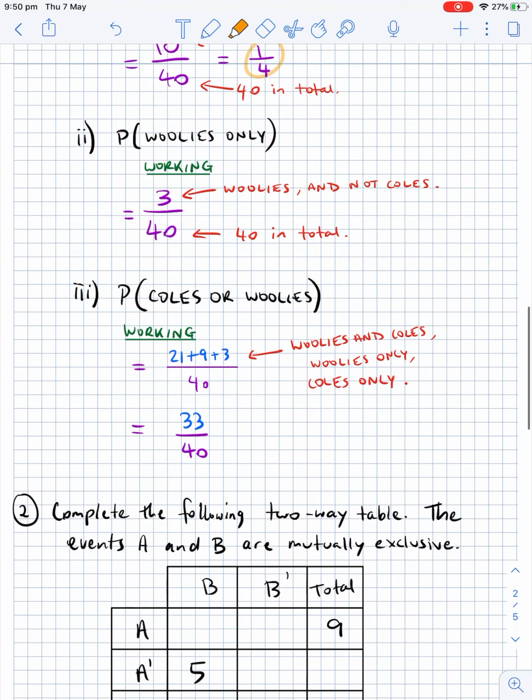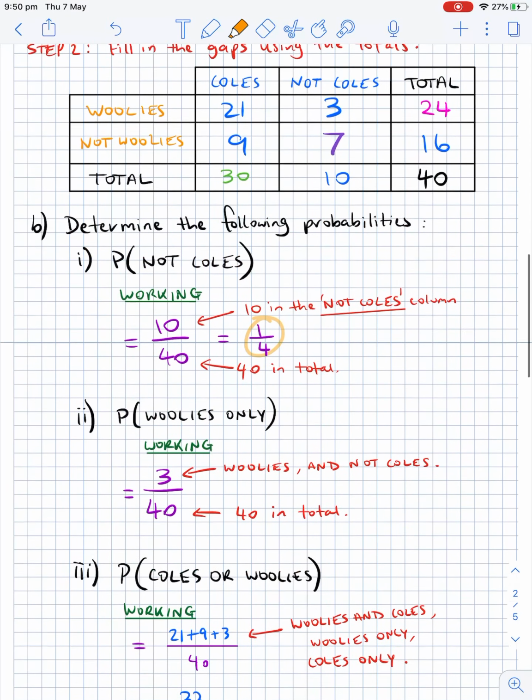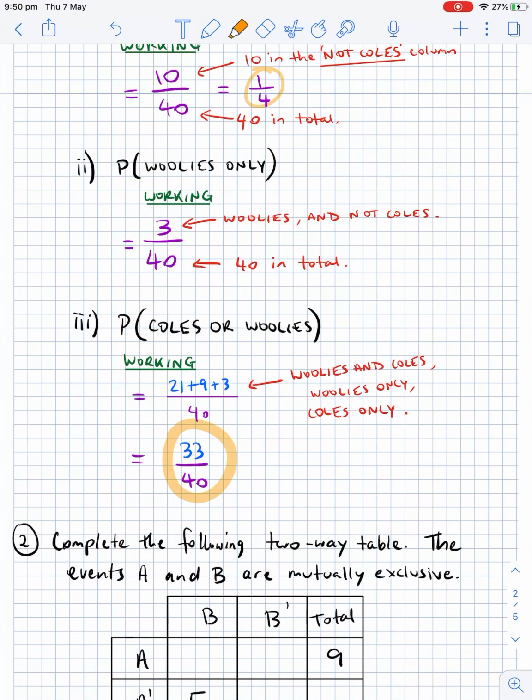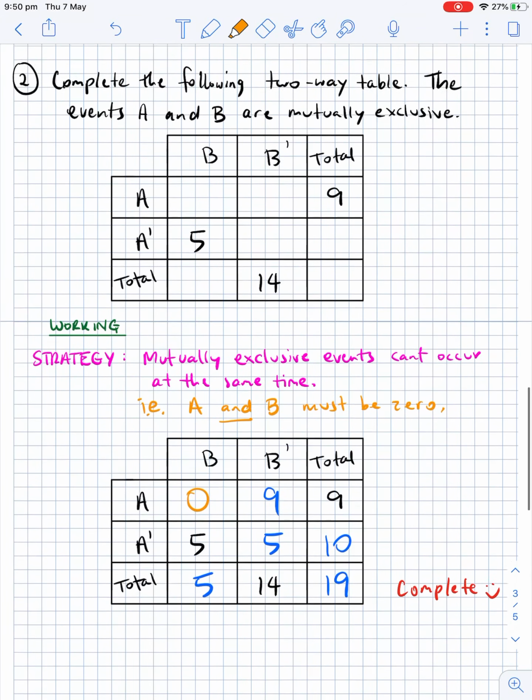Okay, so adding up the 21, 9 and 3, that gives us 33. So we've got a 33 chance in 40. The other way to think about it is the only people we didn't want are these. So that's taking away 7 people out of the 40. So that leaves us with 33 out of 40.